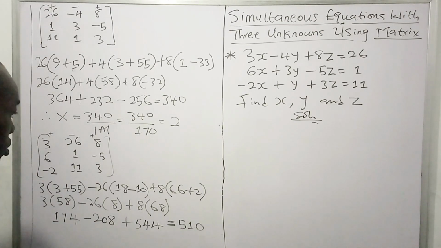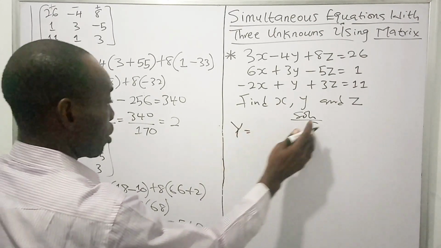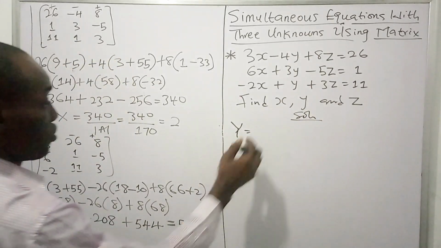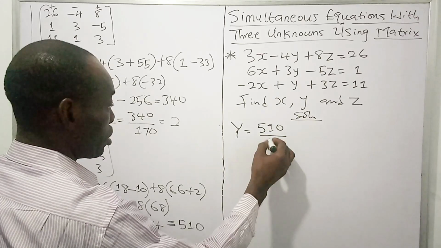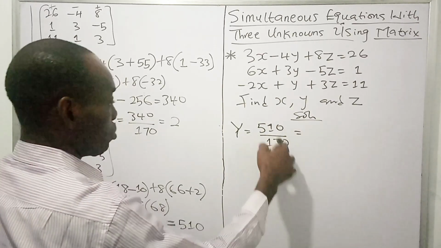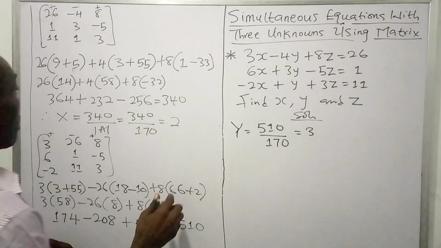Okay, so we have y becomes what? 510 divided by the determinant we got initially, which is 170. We divide this, and it gives us 3. So that's the value of y. Now we'll repeat the same thing again for what?